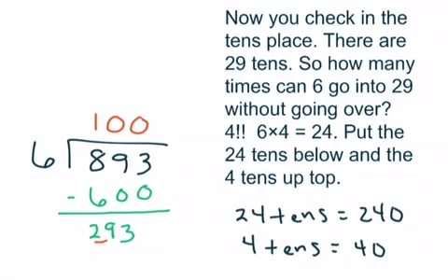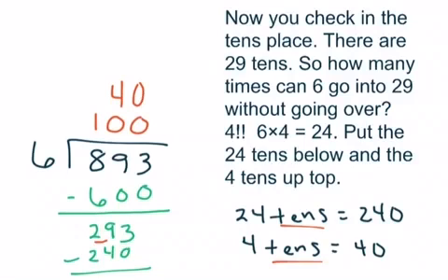So check for the tens place. There are 29 tens. So how many times can 6 go into that 29, or really 29 tens, without going over? Yes, 4. Because 6 times 4 equals 24. So what I'm going to actually do is put the 24 tens down below and the 4 tens that I multiplied by on top. So just as a reminder, you got to understand what tens really means. So 4 tens is 40. So I'm actually putting 40 on top. And 24 tens is actually 240. So what I'm actually putting down below is 240.